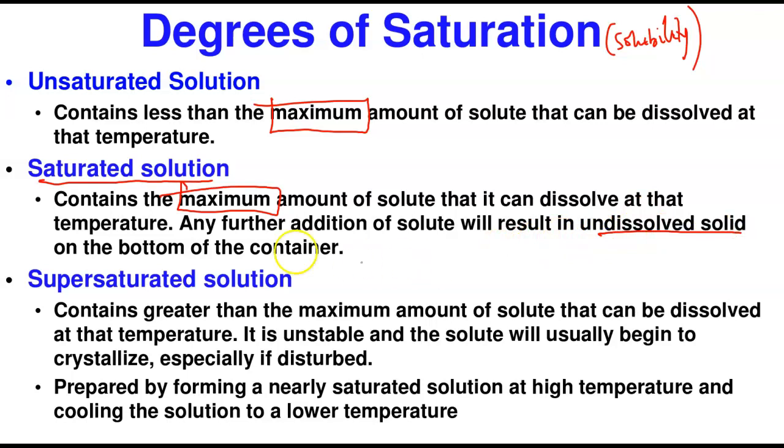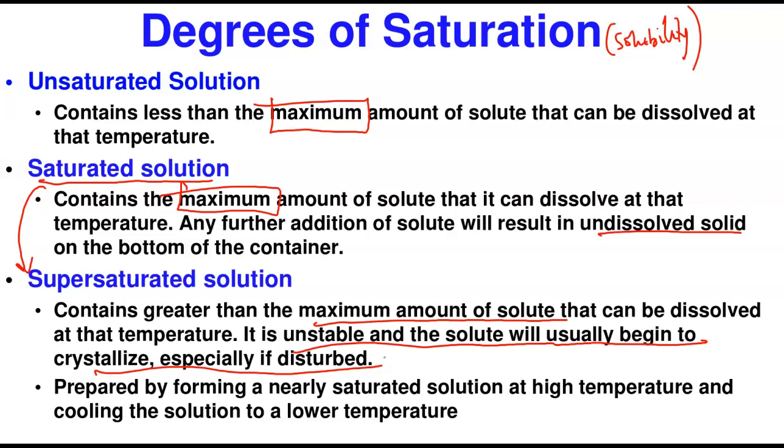So if you add more and more, it will now move to a supersaturated solution, which actually means that this solution now contains greater than the amount that is supposed to dissolve at that temperature. And how do you actually make it? You make this by increasing the temperature of the solution so that it can contain as much solute as possible. So it contains greater than the amount of solute that can be dissolved at that temperature. It is an unstable solution, and the solute will usually begin to crystallize, especially when you disturb it.